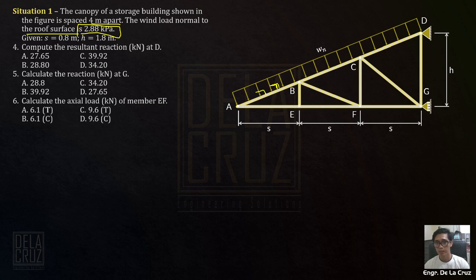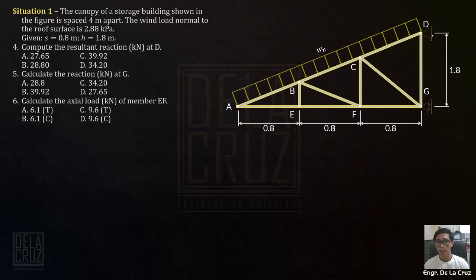Okay, so given S and H, the dimensions, let's put them in first: 1.8 meters, then 0.8 meters. So, the first two questions are the resultant reaction at D and the reaction at G. Let's focus first on the reactions.